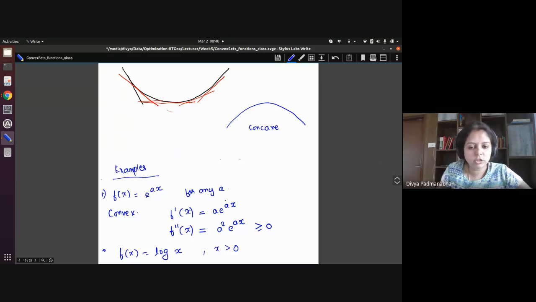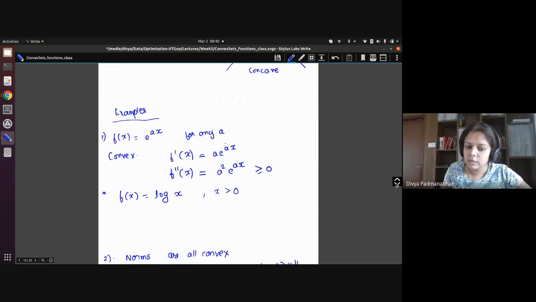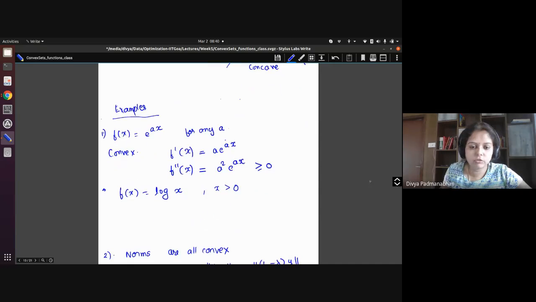You could also try to verify this using the definition itself. There are different ways to show this. Now another example is to consider the function log x, where x is greater than 0. So is this function convex or concave? Yeah, this is a concave function.